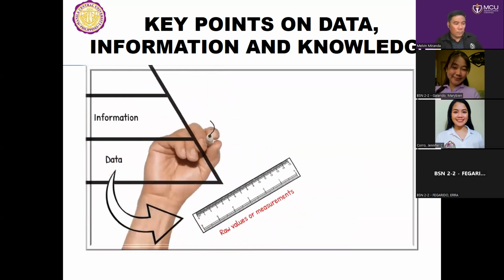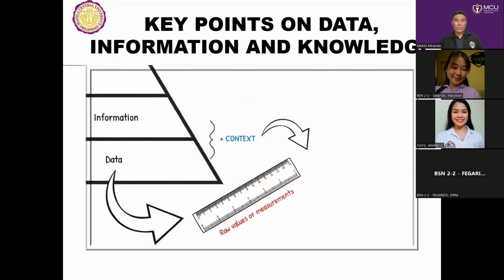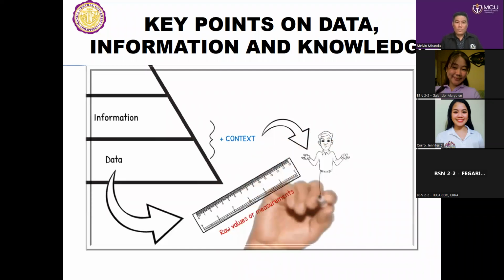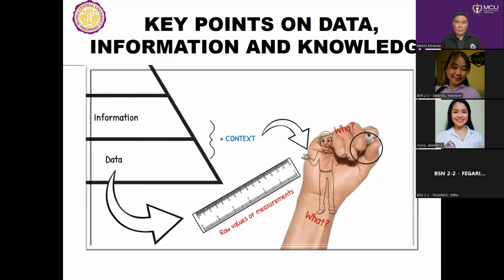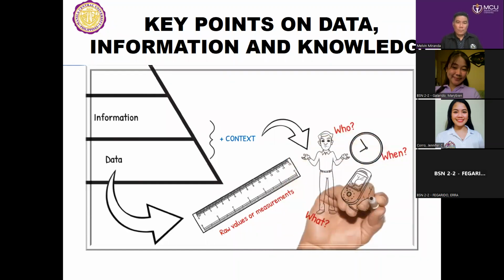Information is the next step up in the pyramid. Information consists of data with the addition of context. Context is supplemental data that provides meaning to the original dataset. This can be information such as who, what, when, and where. Notice that data and information are often objective in nature.